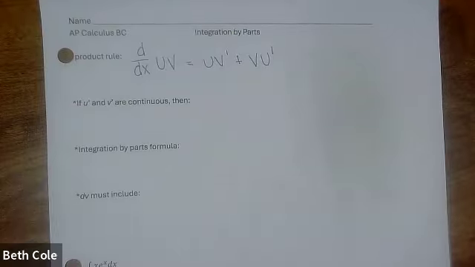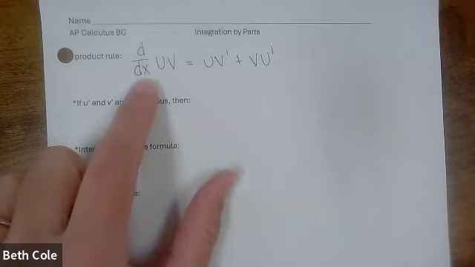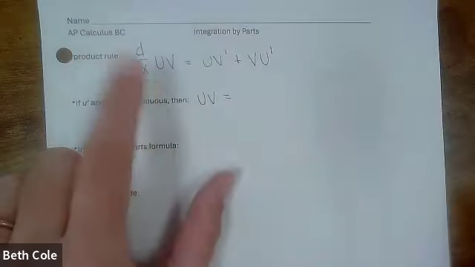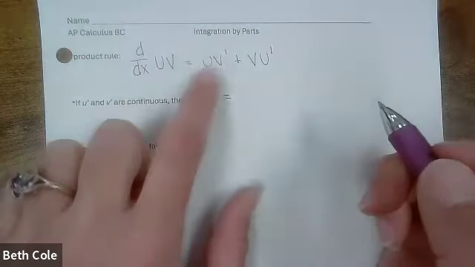So if your functions are continuous, then what we're going to do is integrate, or do an antiderivative, of both sides. So if this means derivative and we do an antiderivative, what happens to those? They cancel out, you'll just have U times V equals. A derivative and an antiderivative are inverses. They cancel out, all right?